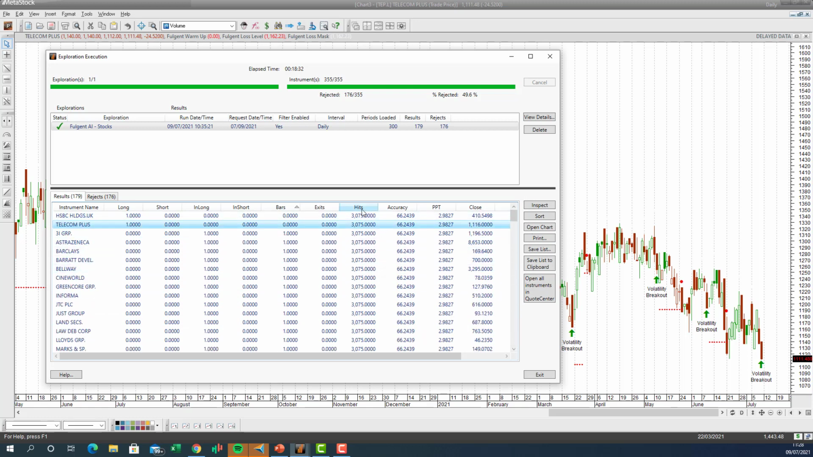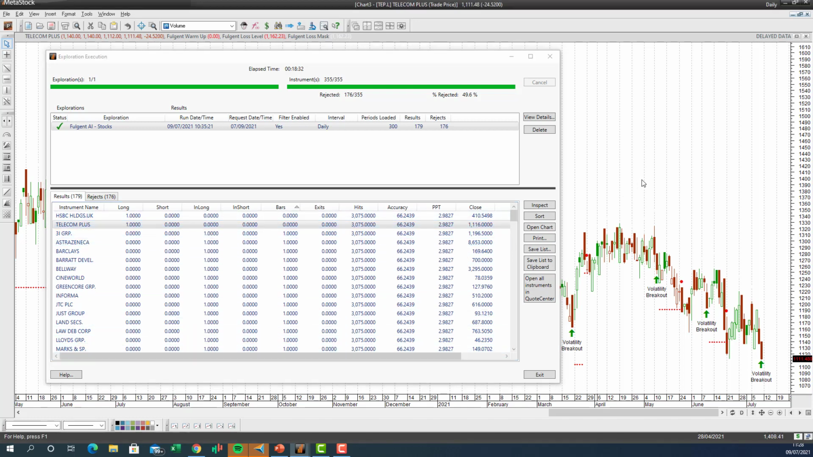Hits and accuracy tell you how many times in the testing period this particular high probability trade occurred: 3,075 times. Accuracy is 66%, and we always want something that's 65% plus accurate. The average profit per trade is 2.98%, so a fantastic return over the testing period.